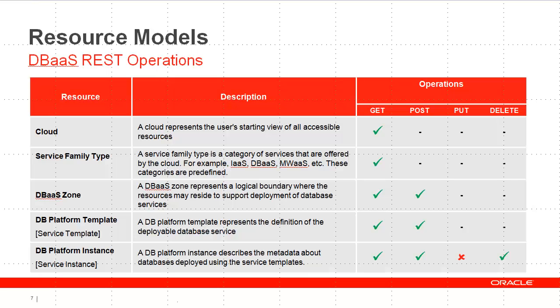So since we are using RESTful APIs, there are various operations that can be performed on each of these cloud resources. A get operation essentially corresponds to a describe of the object or the describe of the resource. So the get operation is applicable on all these resources. Then the database zone and platform templates can be deployed, and hence they support the post operation. And finally, the DB platform instance, which is your database instance, you can do a describe, you can provision, and you can also deprovision, and hence it supports get, post, and delete operations.